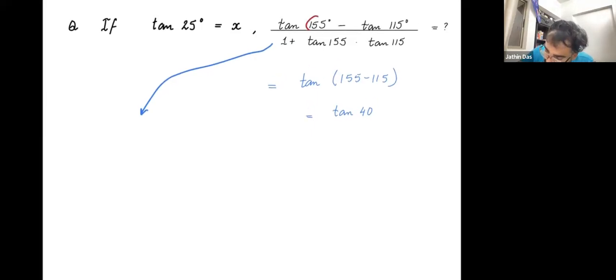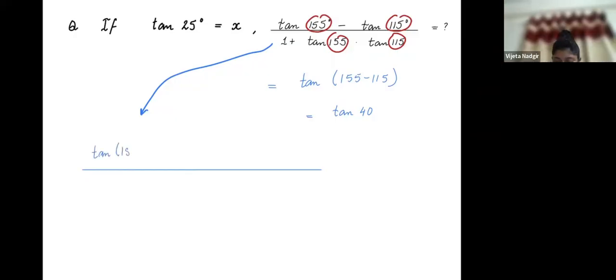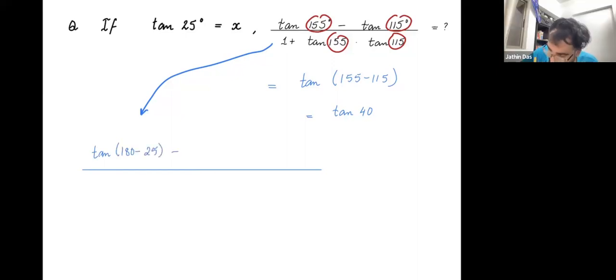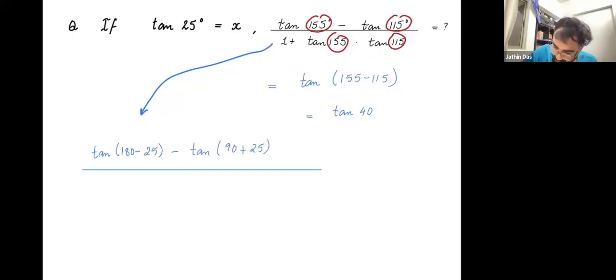See what you can do with 155 and what you can do with 115 related to 25. What will you do? Tan 155? 180 minus 25, correct? And what will you do with 115? 90 plus 25. Excellent. Same with tan 180 minus 25, and it is tan 90 plus 25. Good.